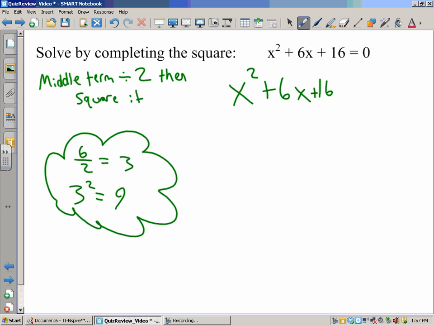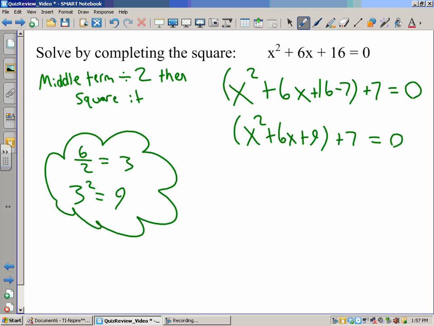So I need to think about what can I do to 16 to bring it down to 9. And I need to subtract 7, which means on the outside I also need to add 7. So now I have x squared plus 6x plus 9 plus 7 equals 0. And this is x plus 3 squared when I factor it, this parentheses, plus 7 equals 0. So that is a nice conversion from standard form, this was standard form, to now vertex form, which allows us to solve.